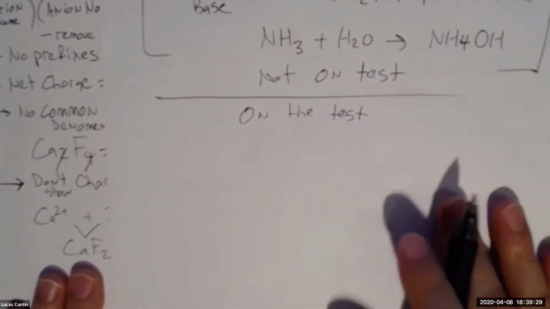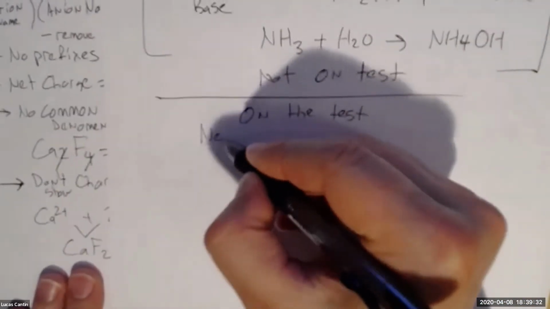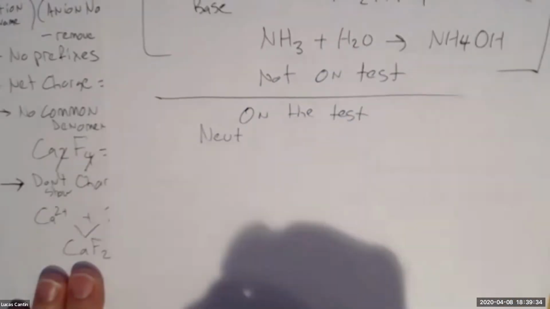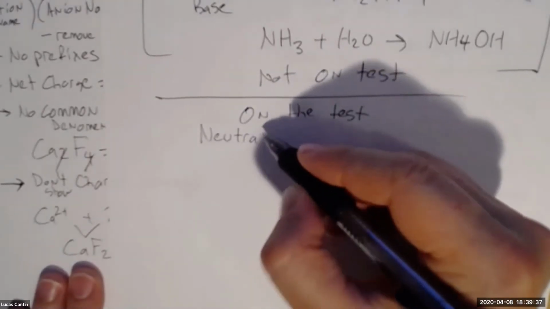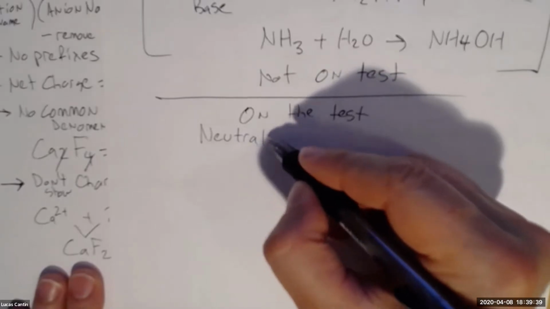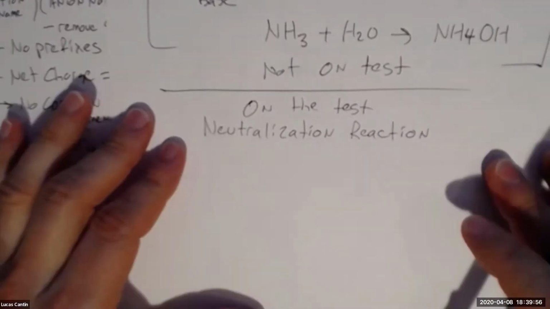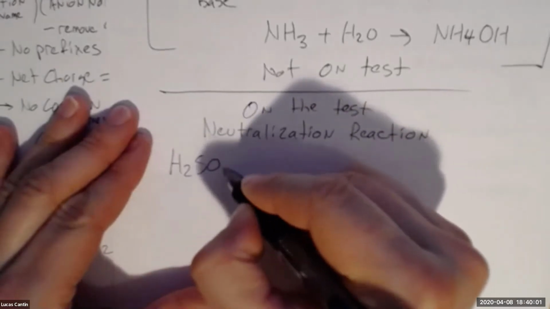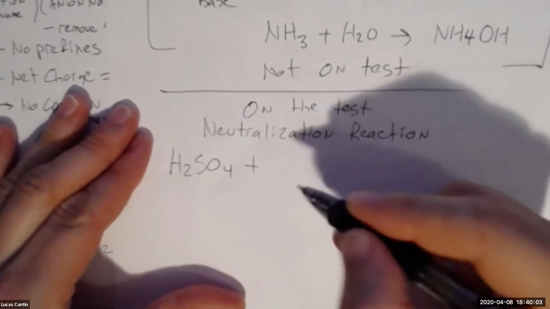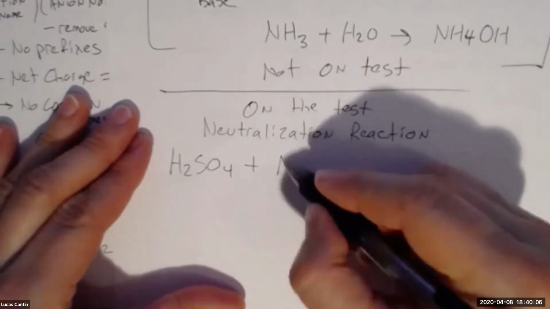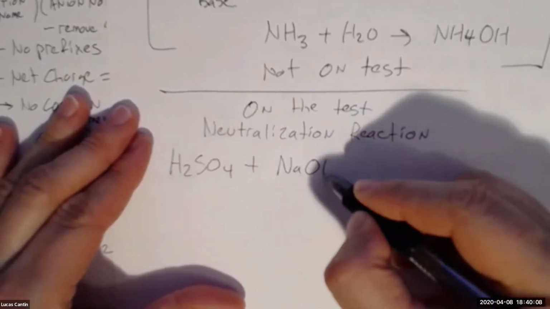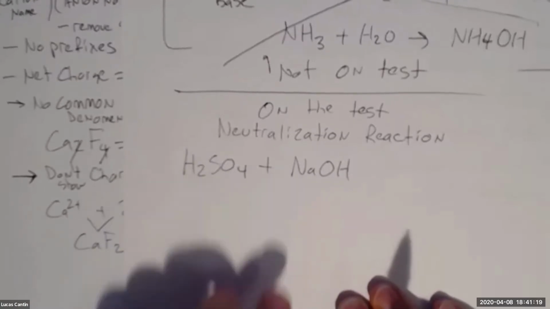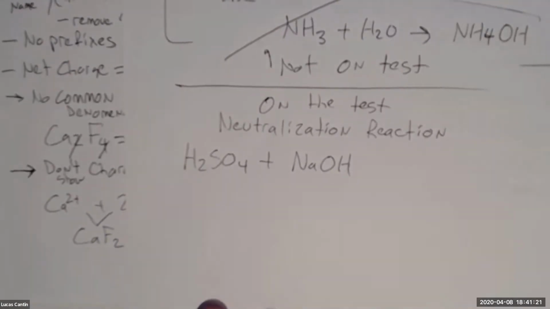As far as acids and bases, we'd be doing a neutralization reaction. Can you do an example of that? Yes. A neutralization reaction can be a net ionic equation. So how about H2SO4 plus simple NaOH? We did cover this. So how do we do this? You guys remember how to do this?